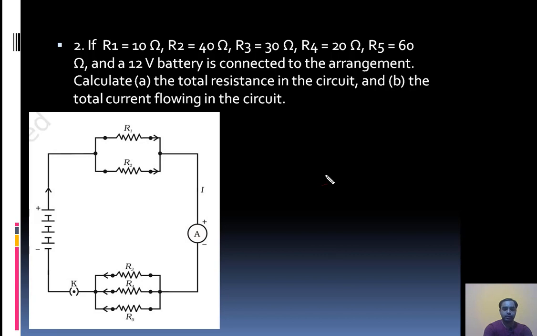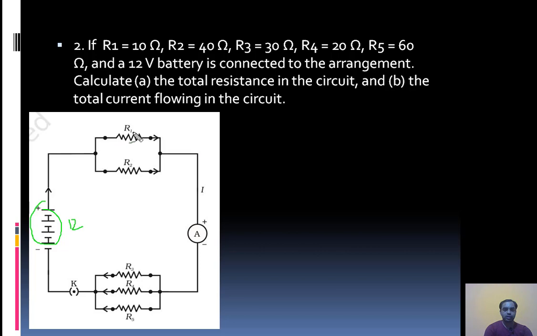Here we have another question, that if R1 equal to 10 ohm, R2 equal to 40, and R3, R4, R5 respective values are given. So these are R1, R2, R3, R4, R5. Here this is the battery connected and its value is 12 volt. Here we need the total resistance in the circuit and the total current flow in the circuit. What is the total resistance?